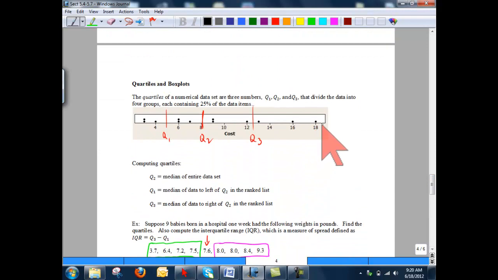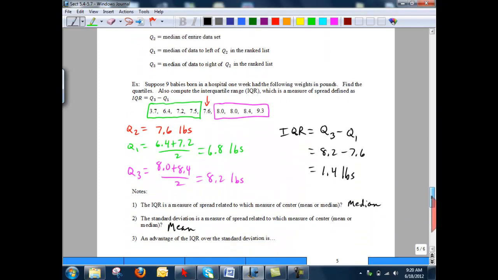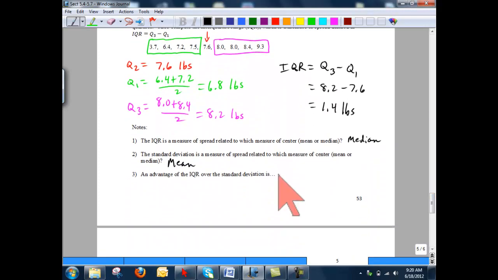Whereas if there were a large number in this data set, maybe this 18 was moved out to 18,000 or something, notice that it wouldn't affect the quartiles at all, because the quartiles are just trying to divide off 25% groups of the data. And if the quartiles aren't influenced by outliers, neither is the IQR. So an advantage of the IQR is what's called resistant to outliers.